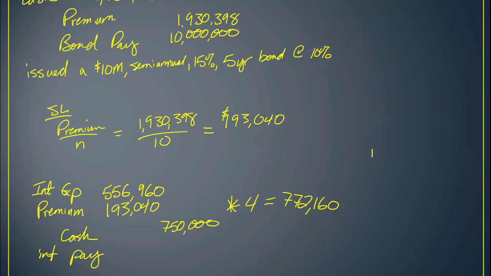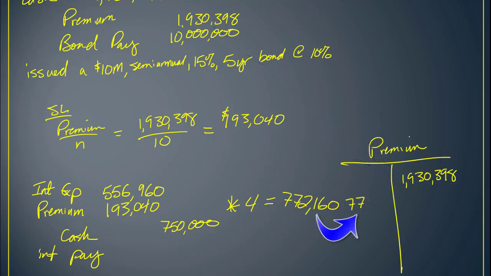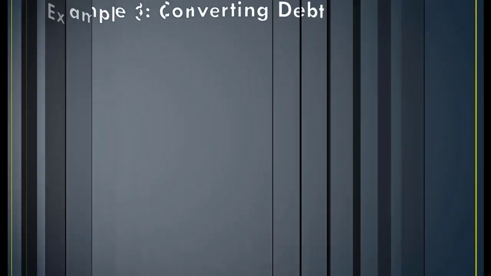So let's get our premium T account ready to go so we know what we need to get rid of. We start with $1,930,398. We've amortized away in 4 separate payments the $772,160. So I have left on my books $1,158,238. So let's take a look at that journal entry.